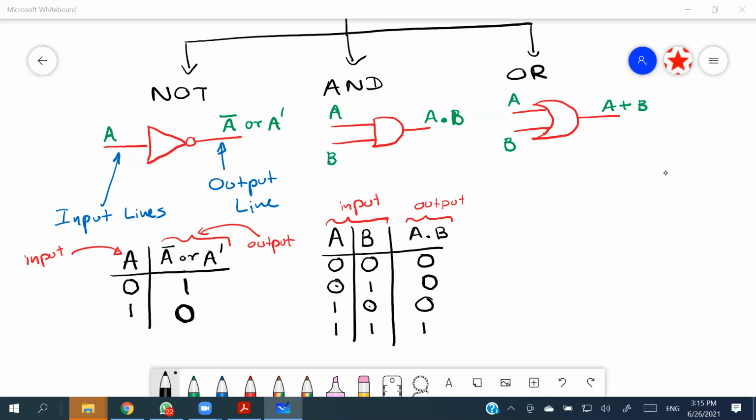In all other cases, the AND gate gives you a 0. And you will find this pretty interesting when it comes to the questions.